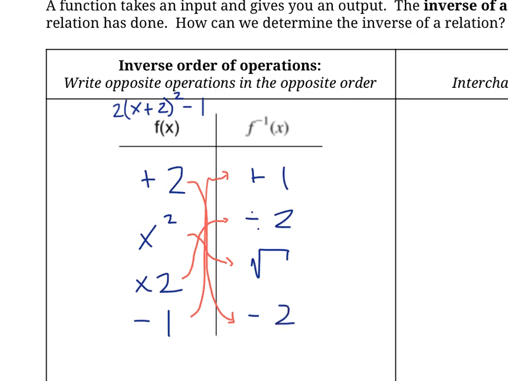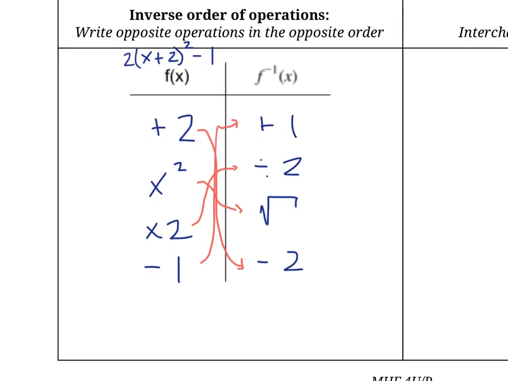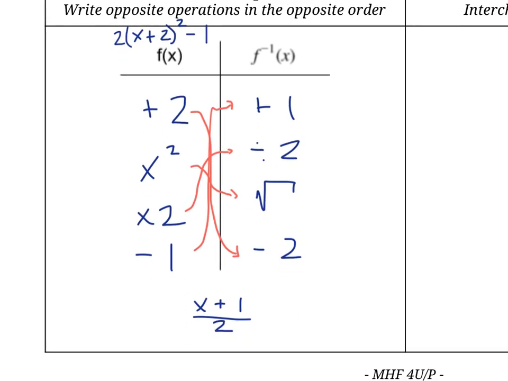So the way we can use this to come up with the equation of our inverse is we just follow these steps. The first thing we did to our x value is we added 1, so x plus 1, and then we divided that whole thing by 2, and then we took the square root of the whole thing, and then we subtracted 2. Do you see that? Just running through that one more time, we added 1 to x, and then we divided what we get by 2, then we square rooted the whole thing, and then we subtracted 2. So you just do the opposite operations in the opposite order.